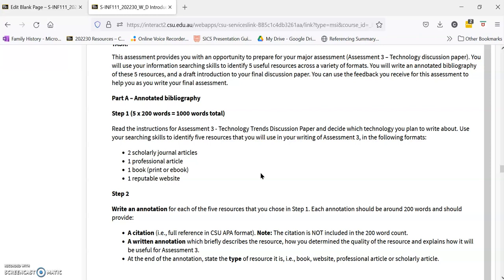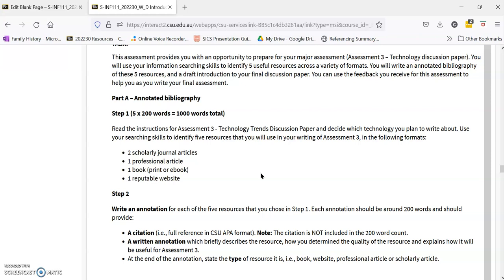You will do some searching that will uncover the following 5 items, so you need 2 scholarly journal articles. And don't forget that you can tell if an article is peer-reviewed by going to the library website and looking in Ulrichs. So you need 2 scholarly articles, 1 professional article, 1 book, print or ebook, and 1 reputable website.